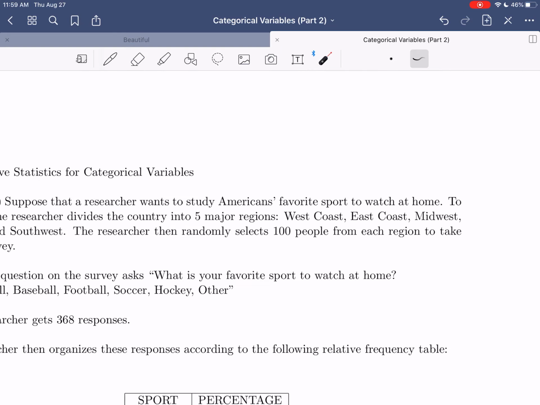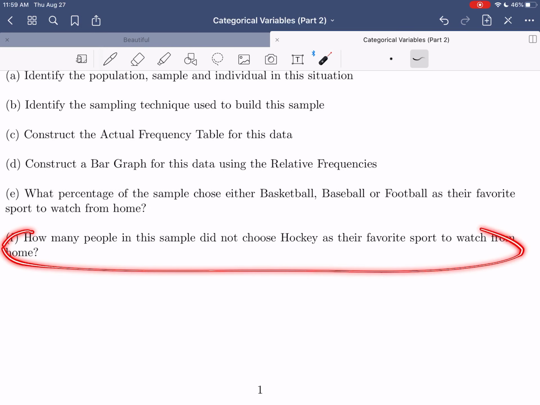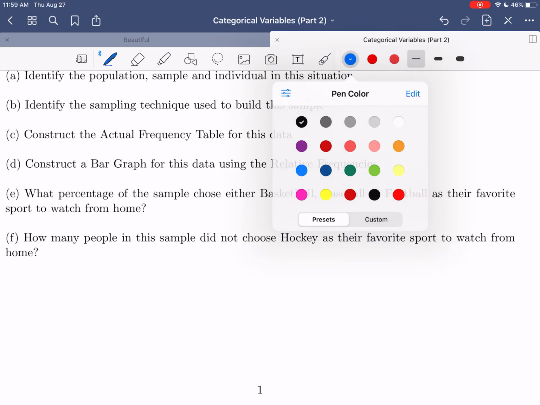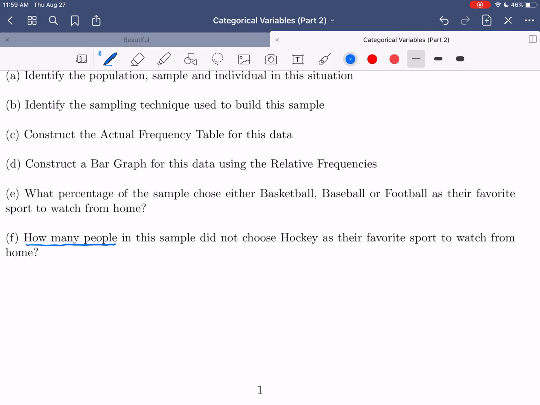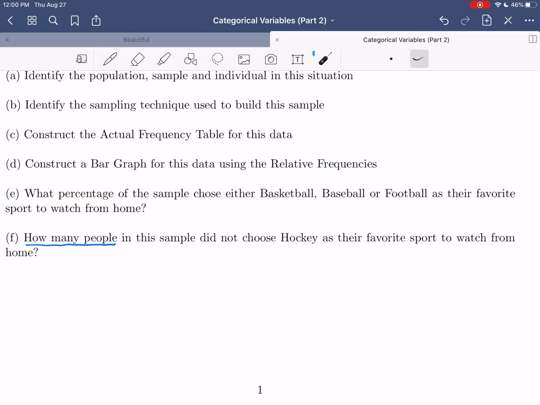All right, we've got one other quick follow-up question, just to make sure that we're comfortable working with this. For F, we say how many people in this sample did not choose hockey as their favorite sport to watch from home. The main thing I want to call attention to here is the wording. Notice it says how many people. Very different than what we did in E. E is asking for the percentage, which meant that we wanted to use the relative frequency. For F, it's saying how many actual people, meaning that we want the actual frequency here. So this is telling us that we want to use the actual frequency.